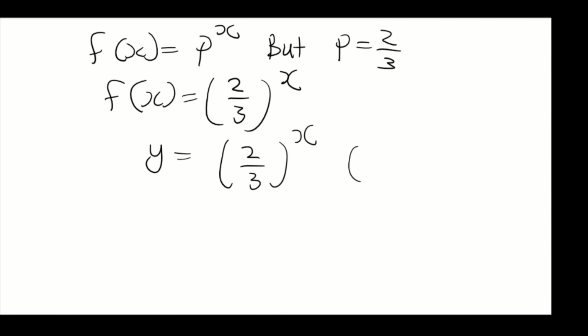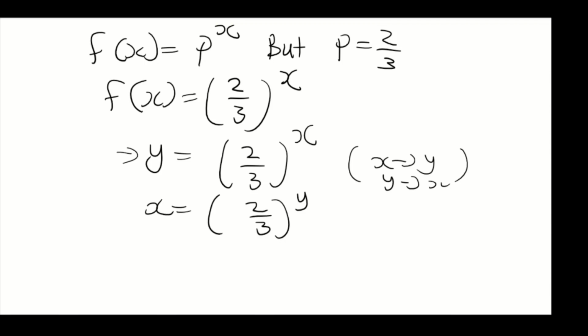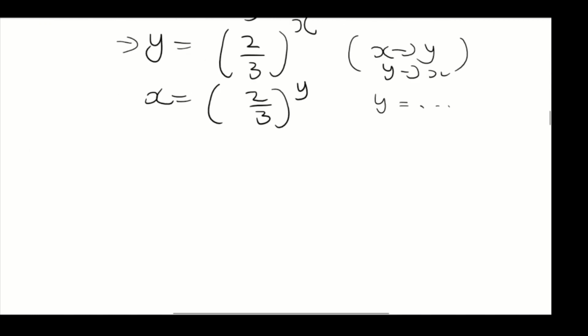Then we swap the x to be y, and y we write x. So meaning where there's y, we put x = (2/3)^y. Then we know very well that we need to write y = . So for us to write y = , we need to solve this problem here using logs, right? So note that this is our base, and this is our exponent.